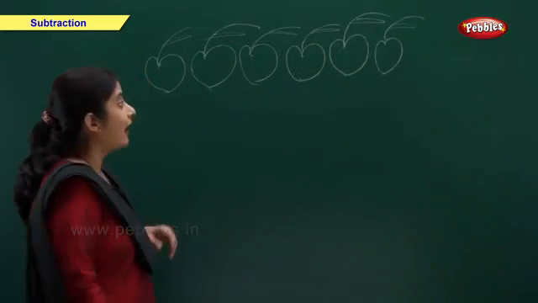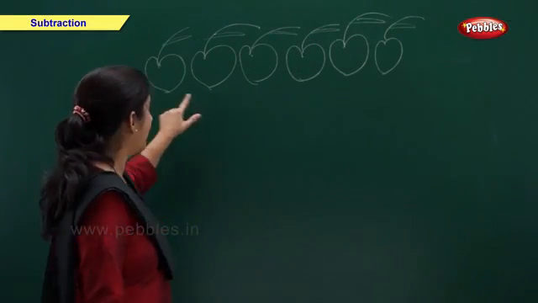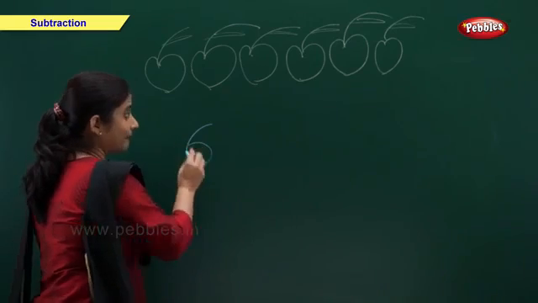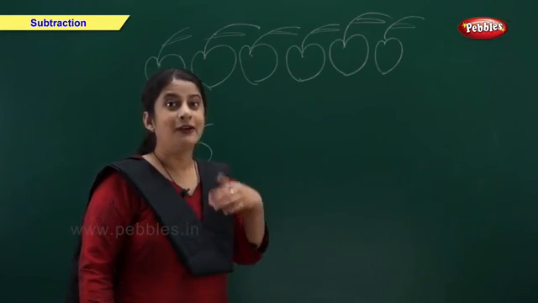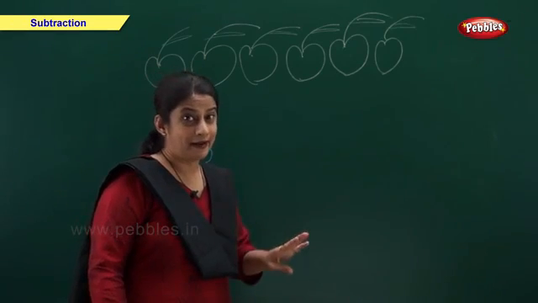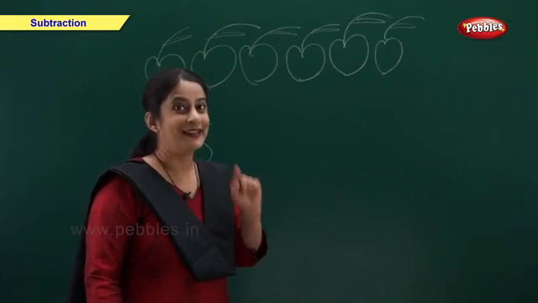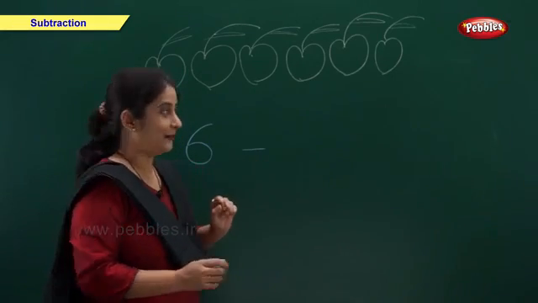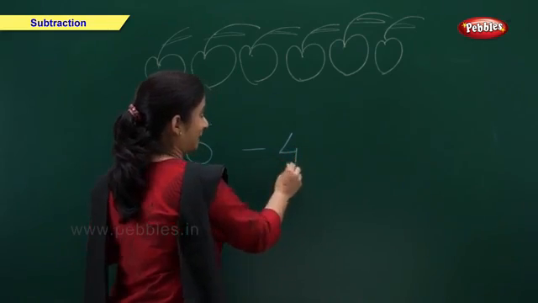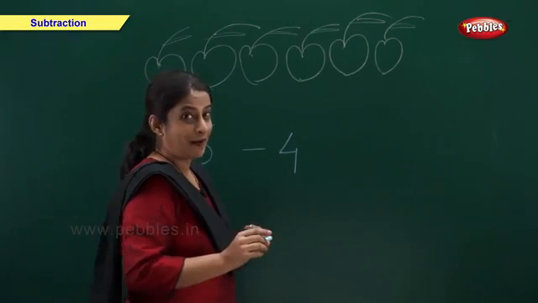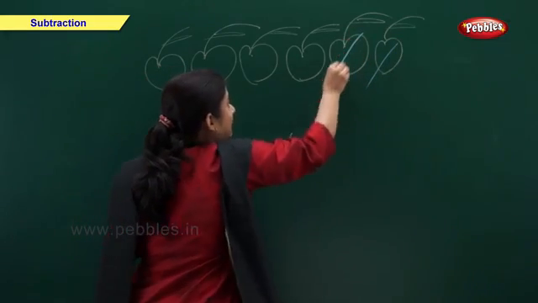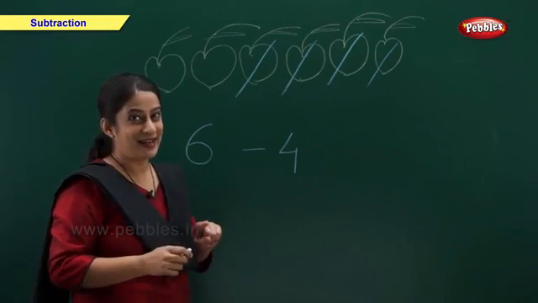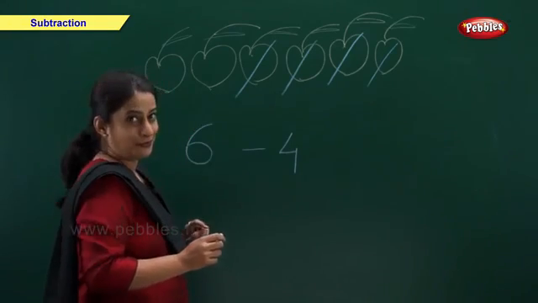3 balls. I have 6 apples. 1, 2, 3, 4, 5, 6. I gave 4 apples to my friend. So, take away 4 apples. But friends, remember, here we are going to write minus sign, not take away. So, let's take away 4 apples. 1, 2, 3, 4. So, how many apples left? Let's count. 1 and 2.